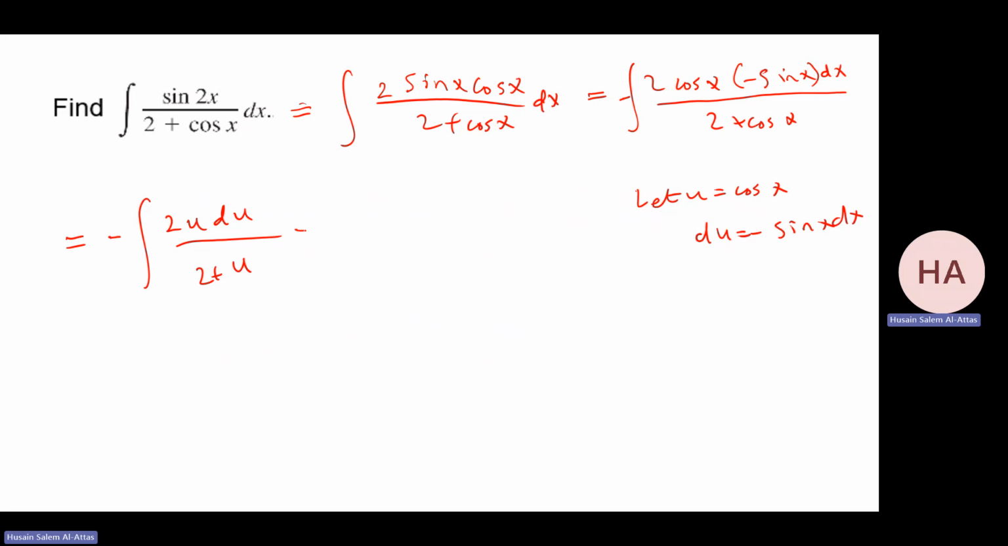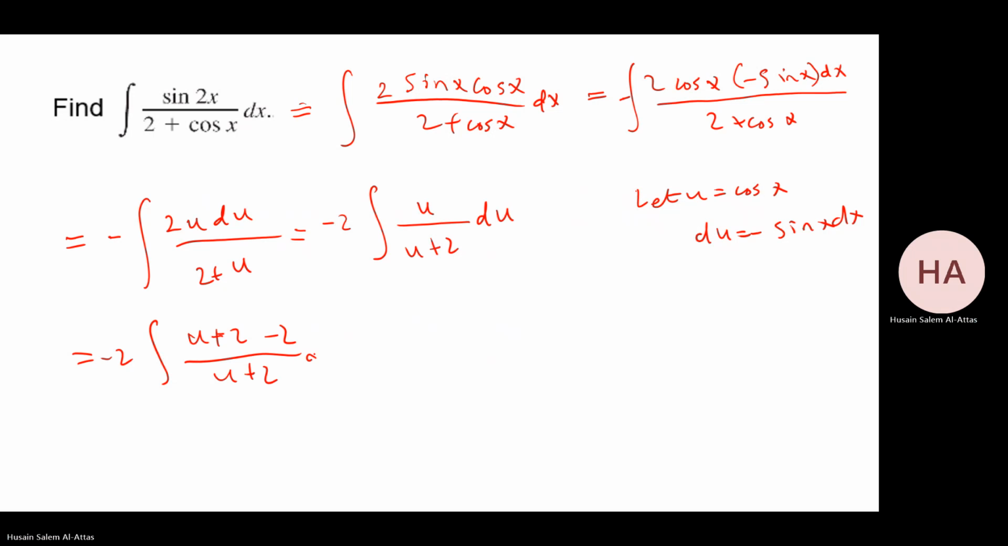Yes. And that will give me what? I can take minus 2 outside. I have u over u plus 2 du. I can use this trick: either I do the long division, or I write u plus 2 minus 2 over u plus 2 du, which is 1 minus 2 over u plus 2 du, very easy to do. Don't forget the minus 2 outside.